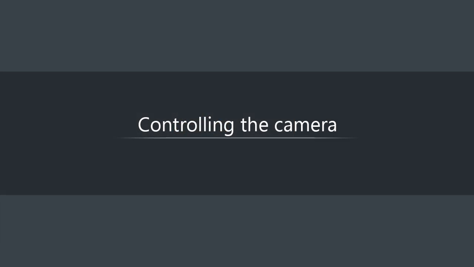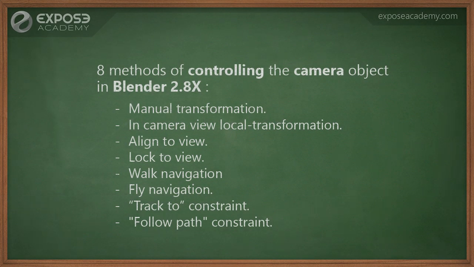Finally, we are at the main section of this tutorial where we will discuss different methods of controlling the camera object inside Blender. So there are at least 8 ways that you can use to control the camera object. The first one is the manual transformation. Second, the camera view local transformation. Next is using the align to view feature. Then using the lock to view feature. Using the walk navigation control mode. Then using the fly navigation mode. Using the track to feature. And finally, using the follow path feature.